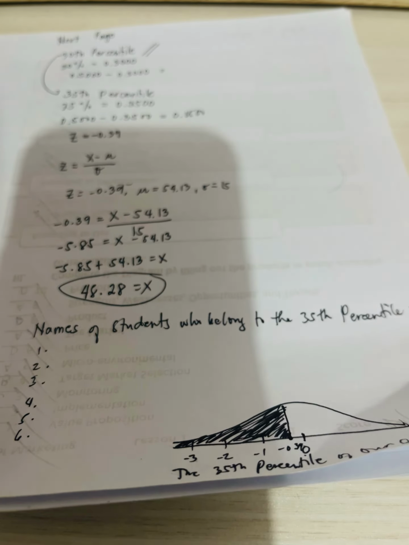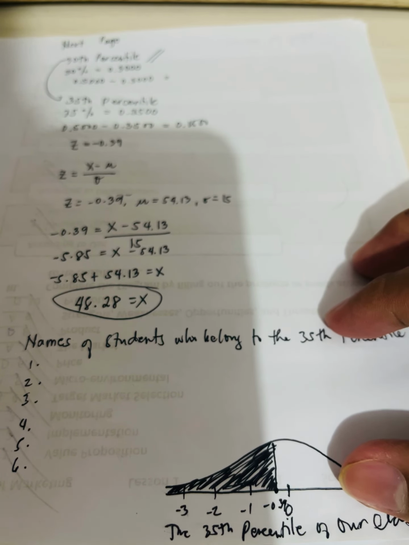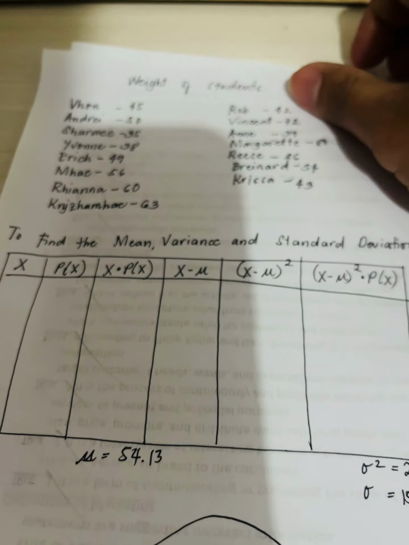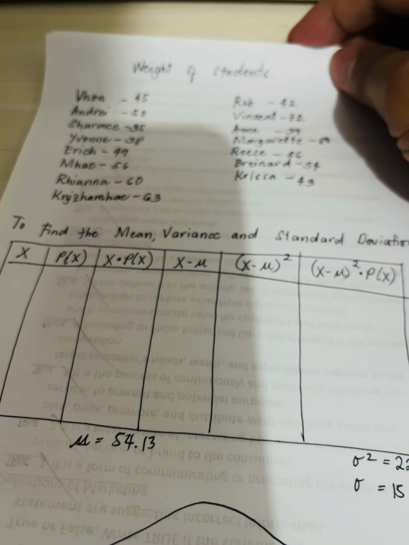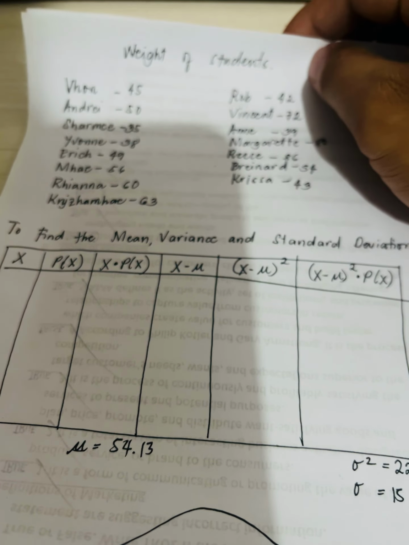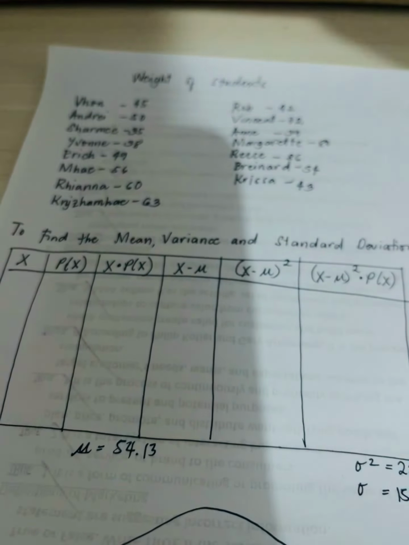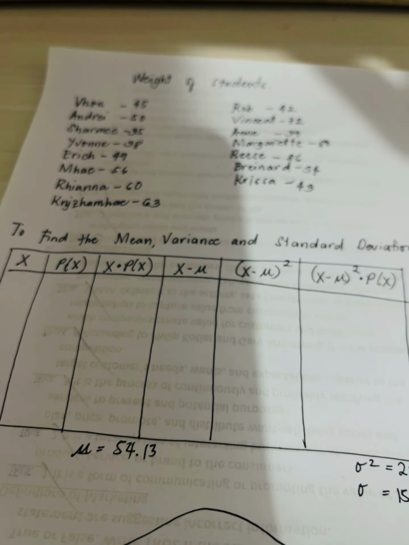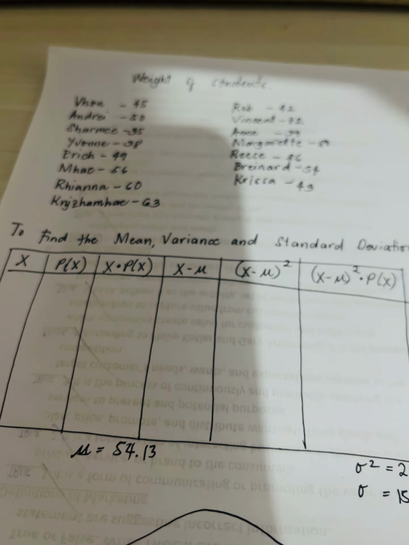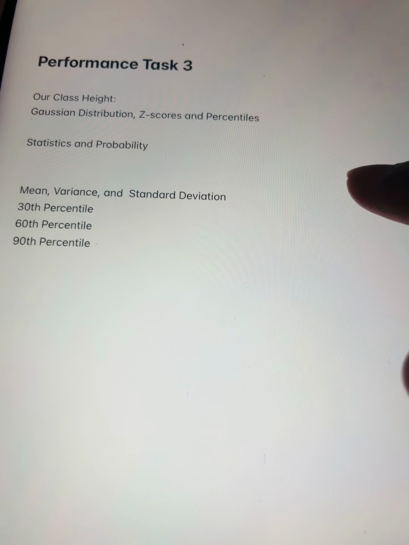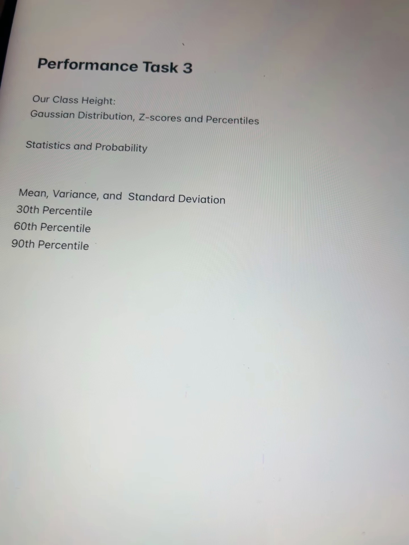On the last page of your output, you will include the names of those students together with their heights, and please write them down from lowest to highest. On your part, that will be the smallest student to the tallest one. So again, this is your performance task 3, the height of your class.